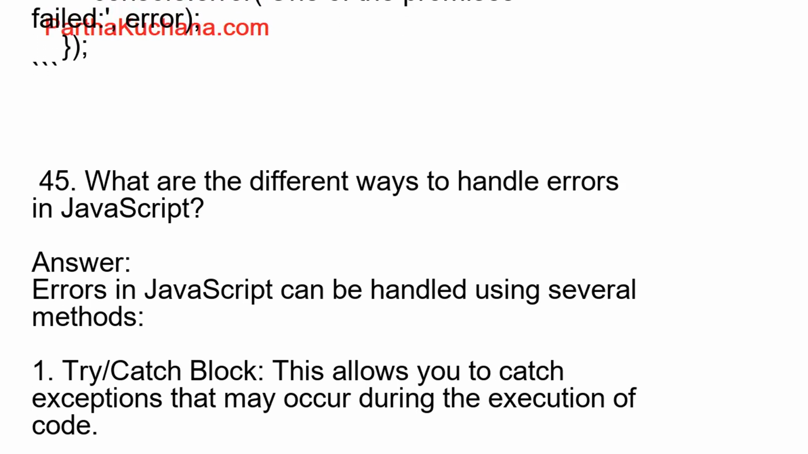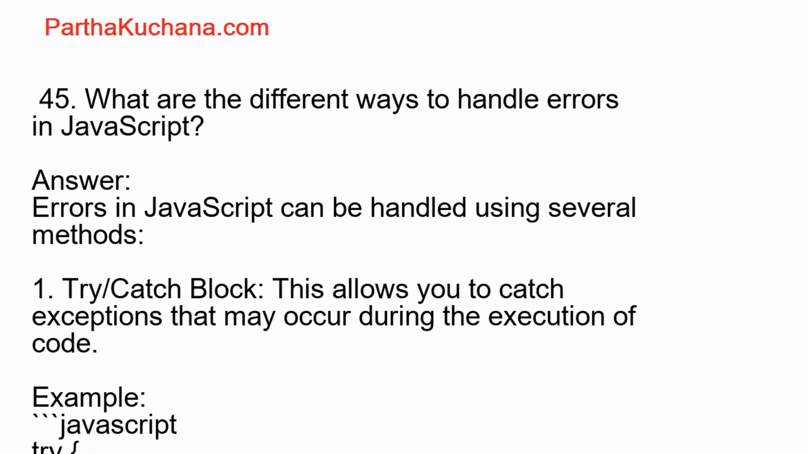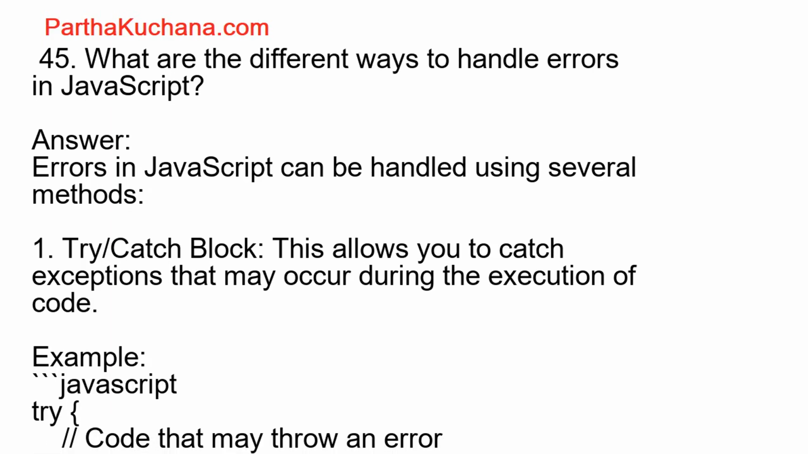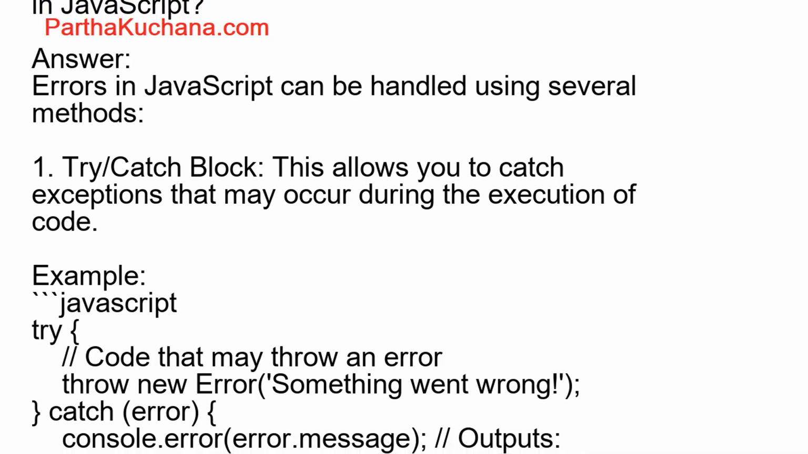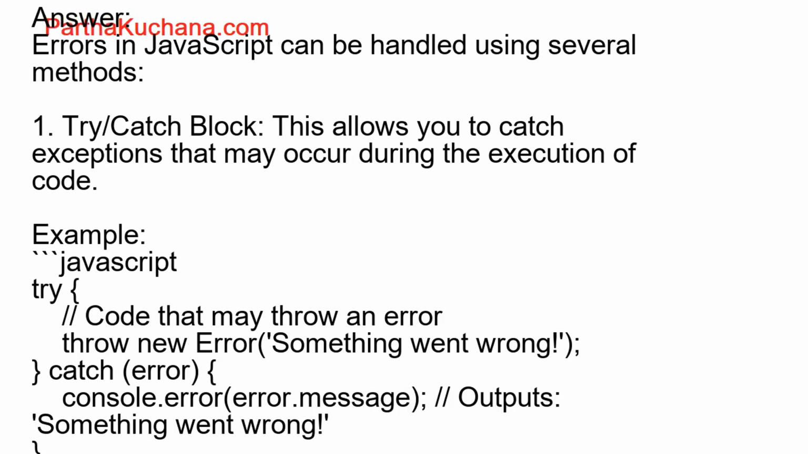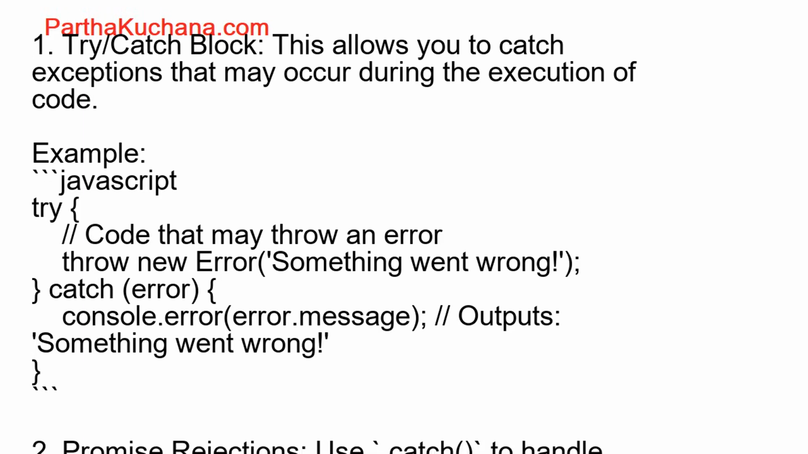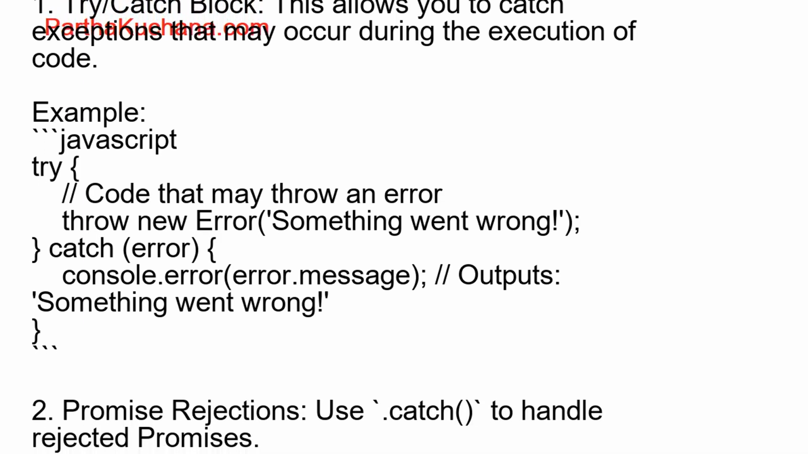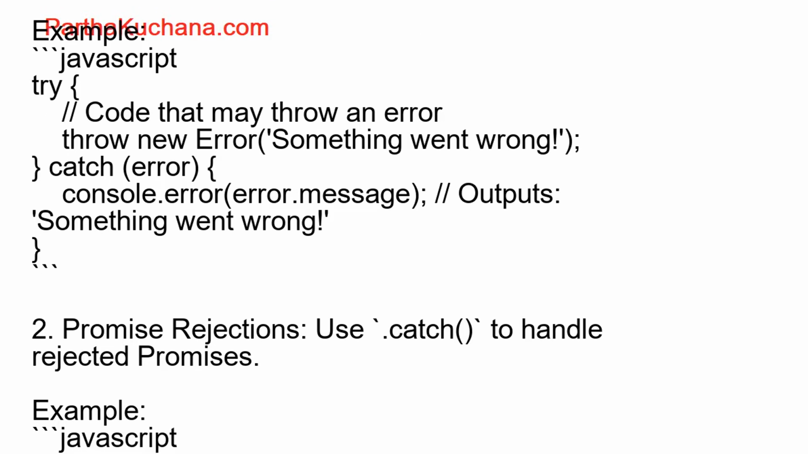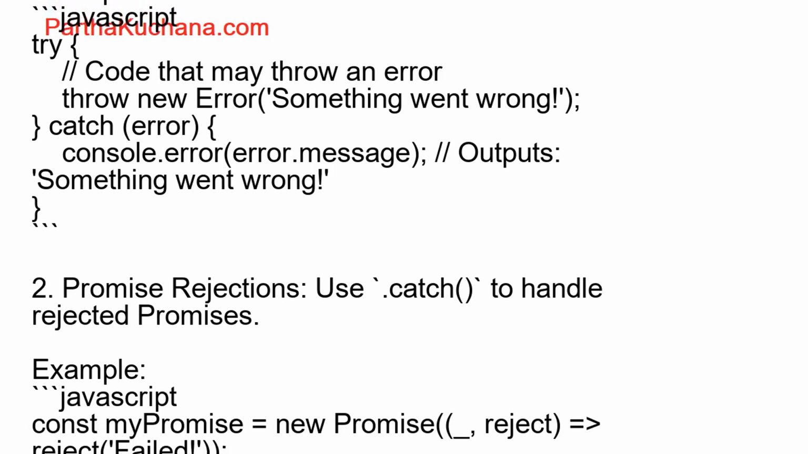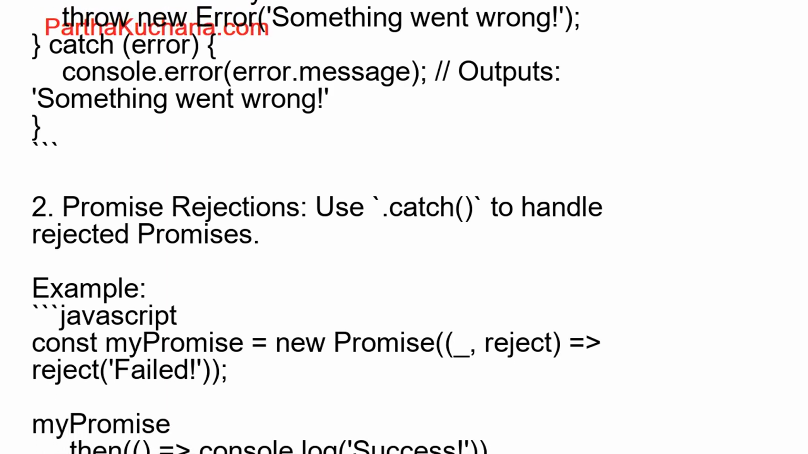47. What is the concept of function currying in JavaScript? Answer: Currying is a technique in functional programming where a function with multiple arguments is transformed into a sequence of nested functions, each taking a single argument. This allows for partial application of a function and helps in creating more modular and reusable code. Example: JavaScript. const multiply = (a) => (b) => a * b; const double = multiply(2); console.log(double(5)); // outputs 10. console.log(multiply(3)(4)); // outputs 12.